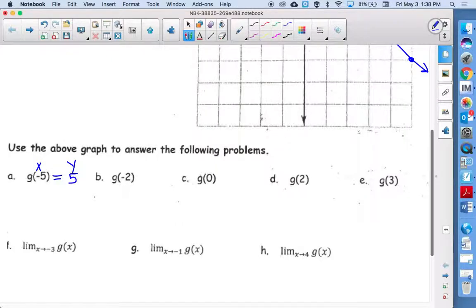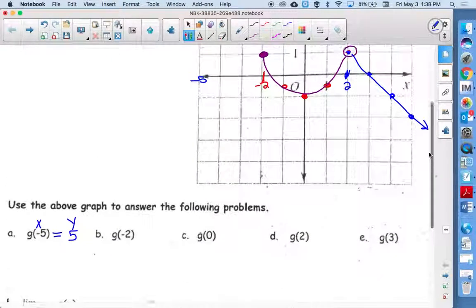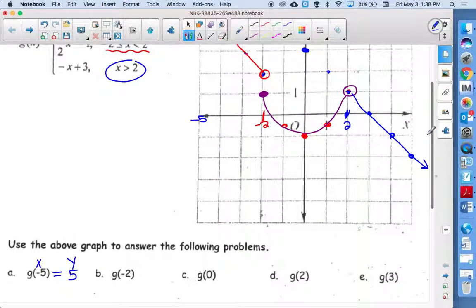So Asia, if you look at number 2, or letter B, we have g of negative 2. So finding negative 2 on your graph, what's the y value with negative 2? So closed circle at 1, open circle at 2. Open circle doesn't exist. So negative 2 for x has a y value of 1. Brandon, how about g of 0? It would be -1. Yeah, so right here, g of 0. X is 0, the y goes down to negative 1.